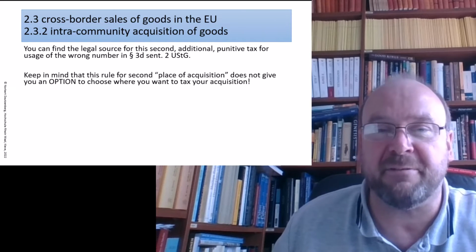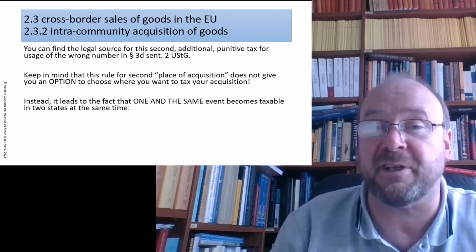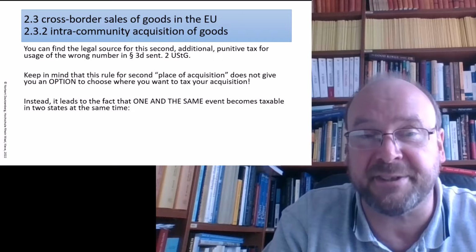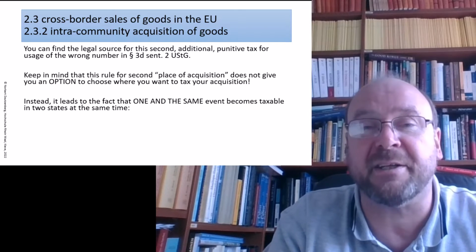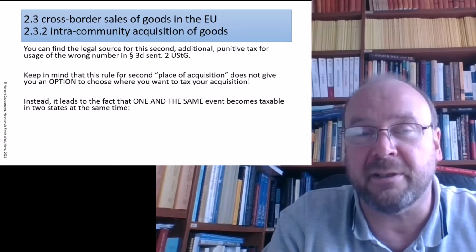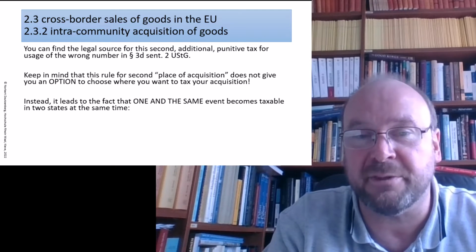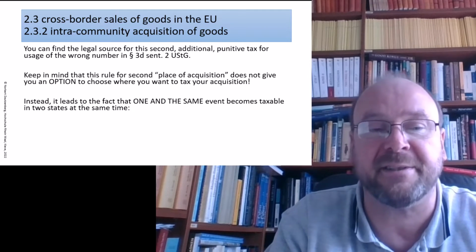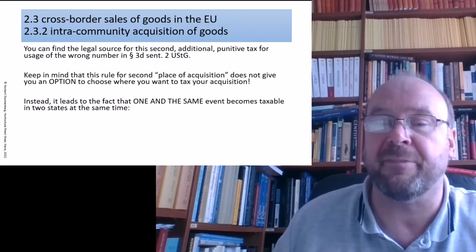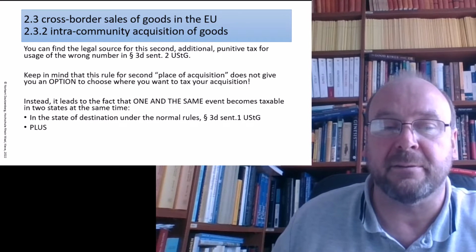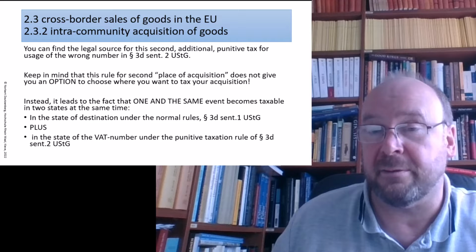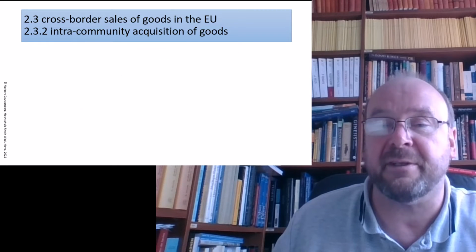So here we have again relativity of time and space, as in physics. You have one acquisition, and according to the rules of the law, it has to be taxed in 2 different places at the same time. Nice and strange, naturally. Okay.